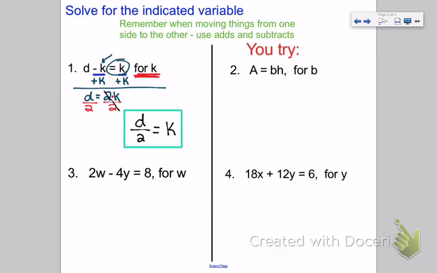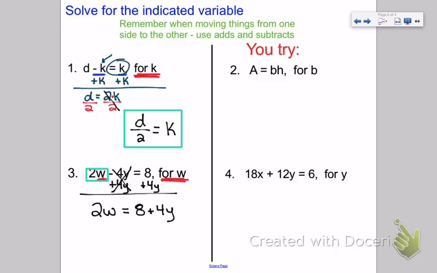Let's look at number 3. We have 2w minus 4y equals 8. It says to solve for w, so we need to get w by itself. We've got a bunch of things over here, so the first thing we need to move is what is not attached to the w. So that means we're going to move the 4y. To move it, we have to add it, because that is the opposite operation. Once I have that, I'm left with 2w, negative 4y and positive 4y cancel, equals 8 plus 4y. Now remember, 8 and 4y are not like terms, so we may not combine them.